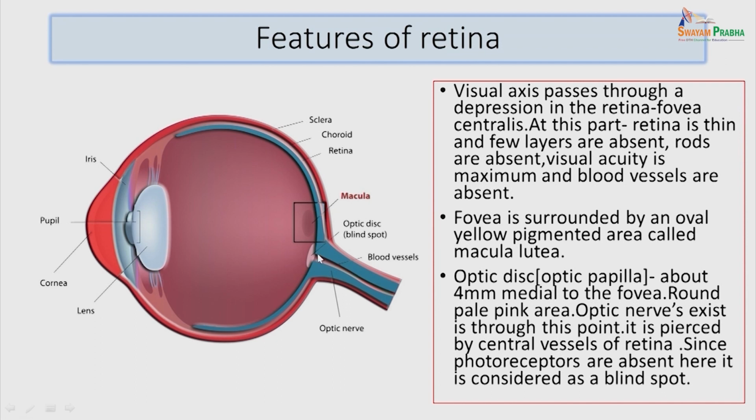The optic disc, which is otherwise called as the optic papilla, is about 4 millimeter medial to the fovea. Round pale pink area it is. The optic nerve's exit is through this point. It is pierced by central vessels of the retina. Since the photoreceptors are absent here, it is considered as a blind point.